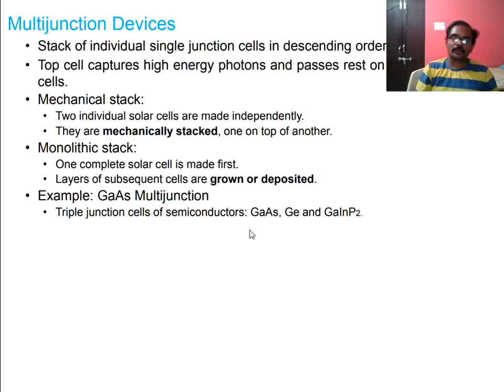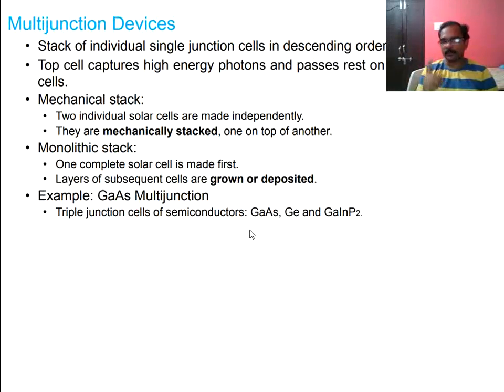The other one is the monolithic way of making multi-junction solar cells. What is that? One complete solar cell is made first, on which by a doping process we can make the second, third and fourth layers likewise. First the bottom layer is fixed, and on it we will put the middle layer and the top layer.